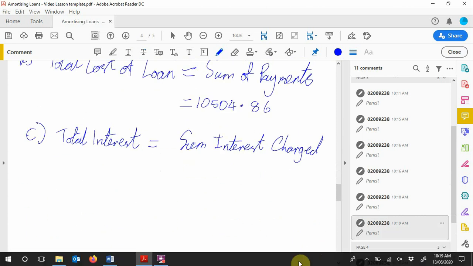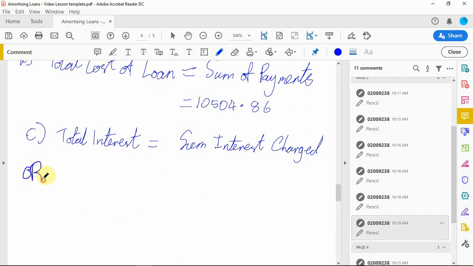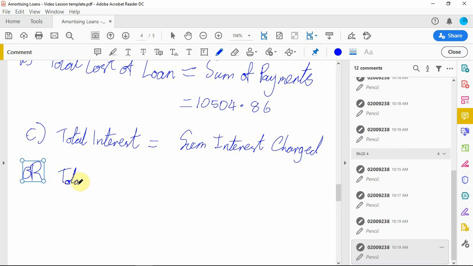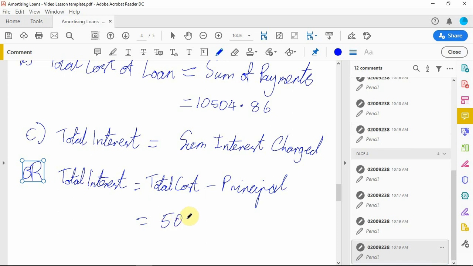So the other way is that the total interest is equal to the total cost minus your principal. All right, so either of those do the job, and either of those give you $504.96. That's what the bank has charged you.